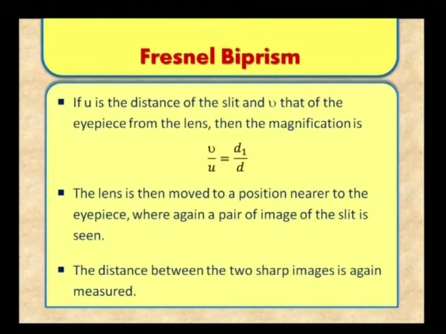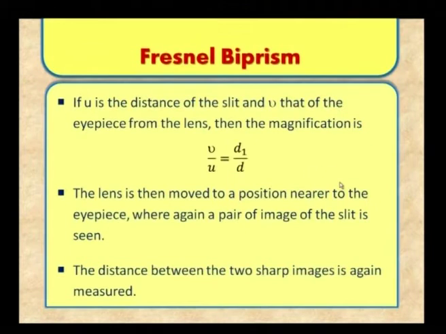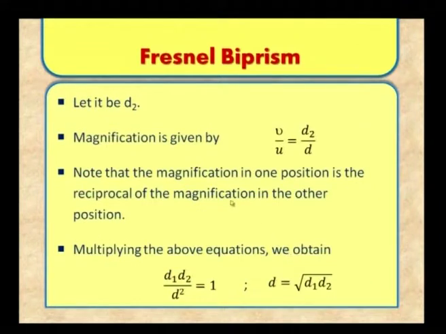And so, the frontal biprism, as I told you, if U is the distance of the slit and V is that of the eyepiece from the lens, then the magnification V by U is equal to D1 by D. The lens is then moved to a position nearer to the eyepiece, where again a pair of images of the slit is seen. The distance between the two sharp images is again measured, that is your D2. That is, the lens is moved away from the biprism. Then you get D2, that is the one that you measure again. Magnification in this case is again V by U, which will be D2 by D.